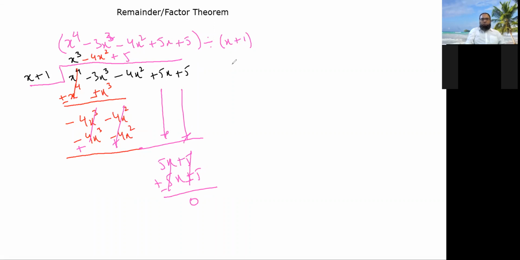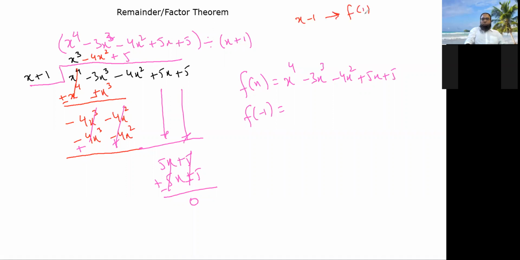Now, how does the factor theorem help us do that very quickly? We just name this thing as f of x: x to the power 4 minus 3x cubed minus 4x squared plus 5x and then plus 5. So when you're dividing this with x plus 1, you will basically be finding f of minus 1. Now please look at this very carefully. If you're dividing this with, let's say, x minus 1, then you will have to find f of 1. If you're dividing with, let's say, 2x plus 1, you will find f of minus half.